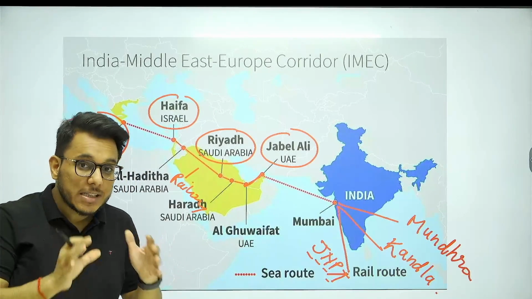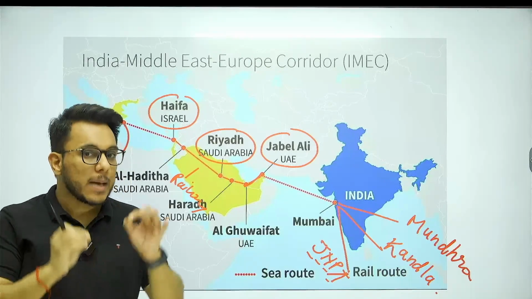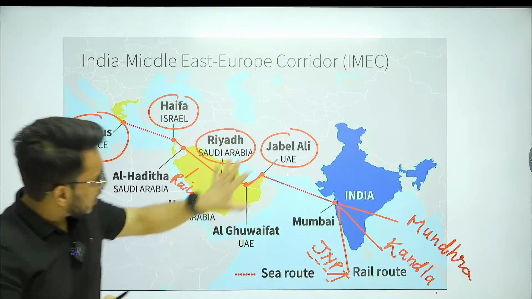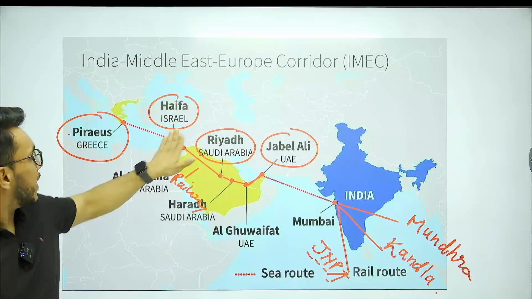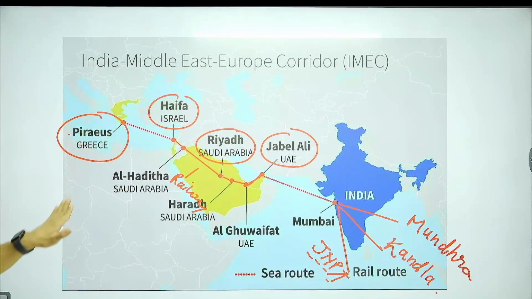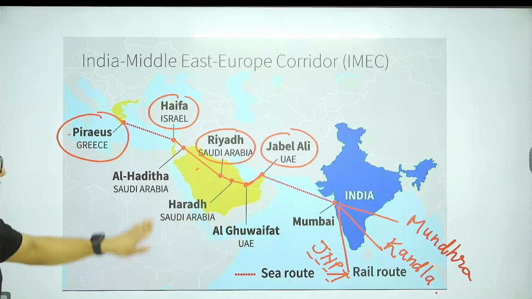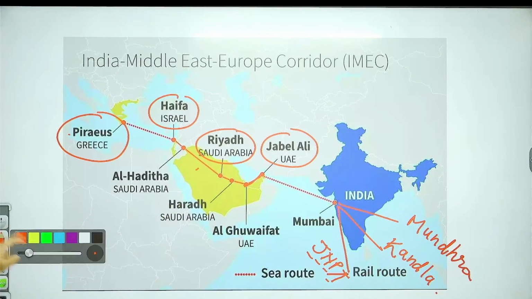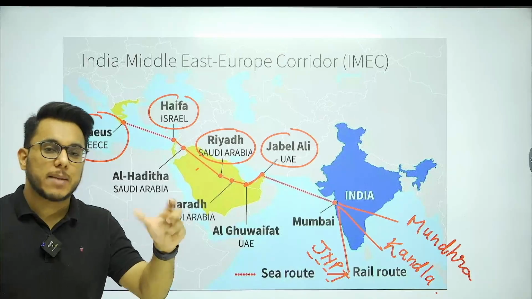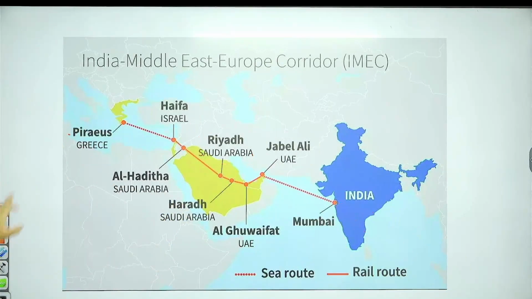So these locations are again important. Please see them very carefully. Jebel Ali in the UAE, then Haifa in Israel, Piraeus in Greece. Then also Al Haditha, which is in Saudi Arabia, and Haradh, which is again in Saudi Arabia. These are important connecting points, or connecting nodes, in IMEC. Let's again see them.